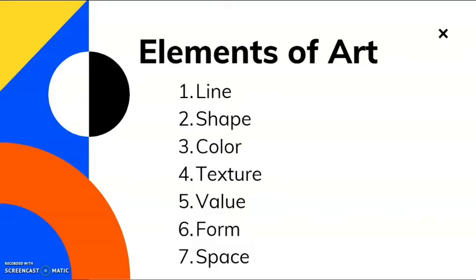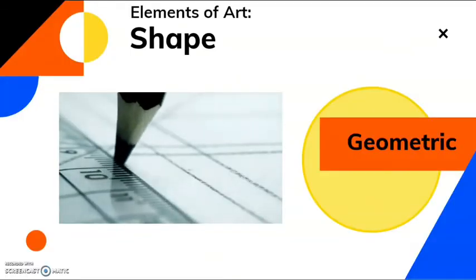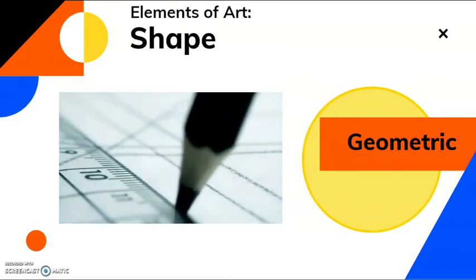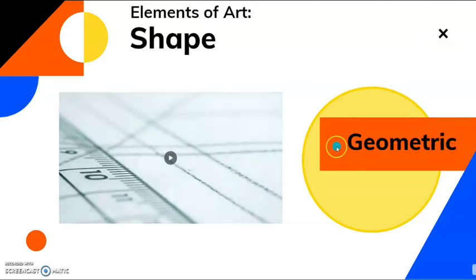Hopefully you remember our lesson about the elements of art. Number 2, shape. Shapes are flat. They are 2D or two-dimensional. There are many shapes in the world, and you've probably already learned about some of the geometric shapes. Circles, triangles, squares, and rectangles. Those are examples of geometric shapes.